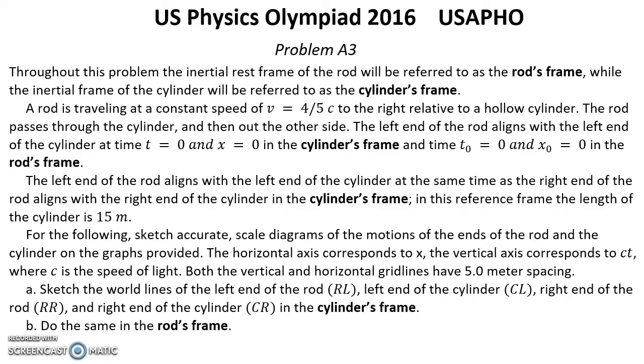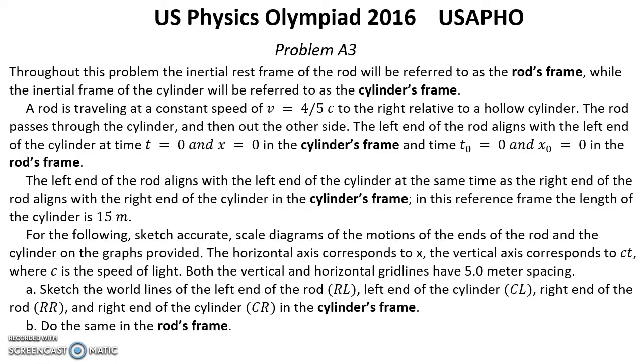Problem A3. Throughout this problem, the inertial rest frame of the rod will be referred to as the rod's frame, while the inertial frame of the cylinder will be referred to as the cylinder's frame. A rod is traveling at a constant speed of v equals 4/5 of the speed of light to the right relative to a hollow cylinder. The rod passes through the cylinder and then out the other side.